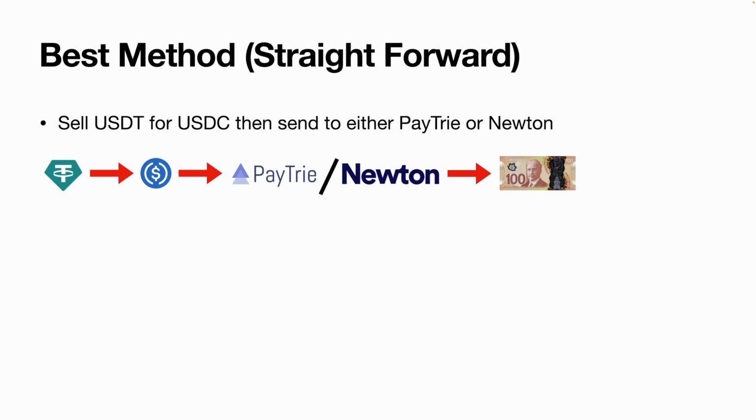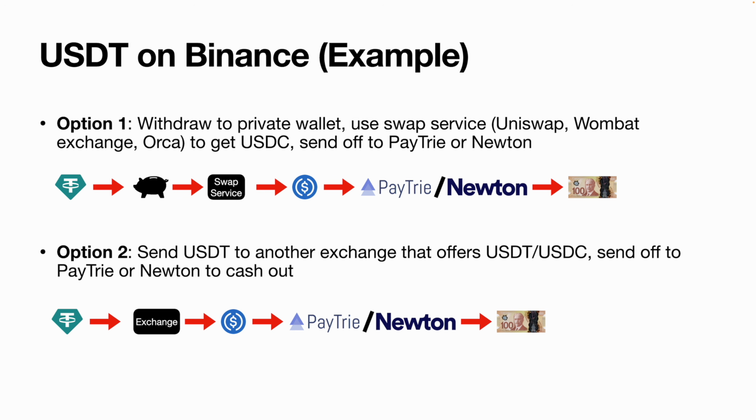So the best and most straightforward way to turn your USDT into Canadian dollars is to sell your USDT for USDC first, to then send off to either PayTrie or Newton. Now, if your coins are on an exchange like Binance where they don't support USDC, you may want to withdraw the USDT to a private wallet to then use a swap service to convert into USDC and to then send off to either PayTrie or Newton to cash out. This method will require some technical knowledge though.